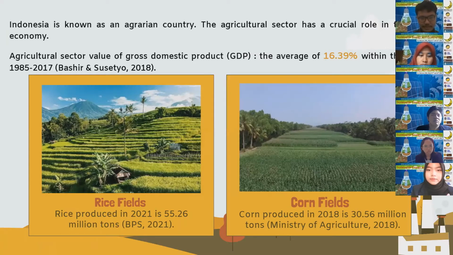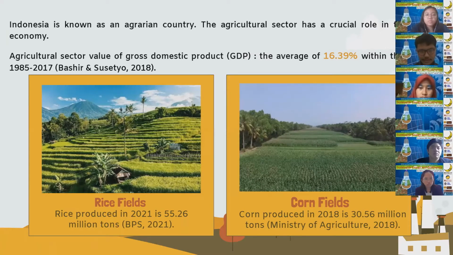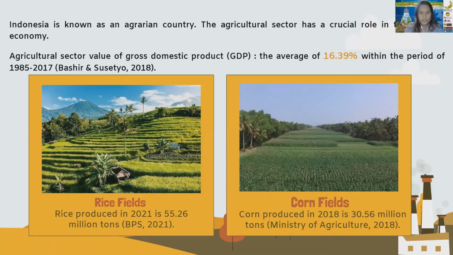Okay, so first for the introduction, as we know, Indonesia is known as an agrarian country, which means it mainly uses land for the agricultural sector. In this country, the agricultural sector has a crucial role in the national economy. It basically provides the availability for basic food needs and is a primary source of numerous commodities. It's also contributing to the citizens' income.